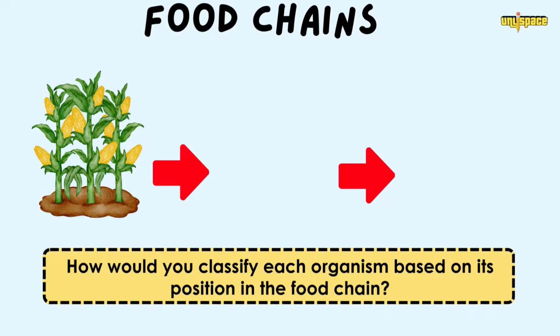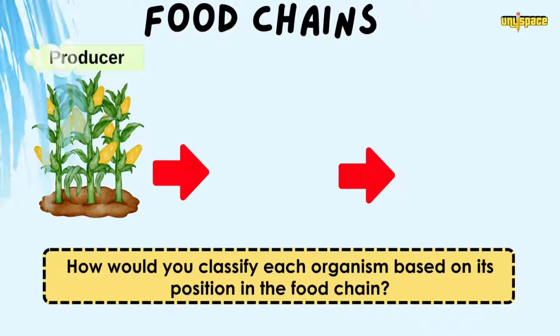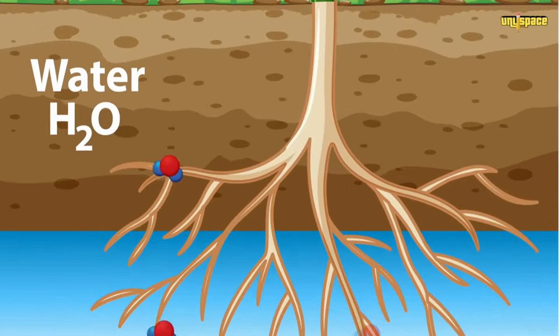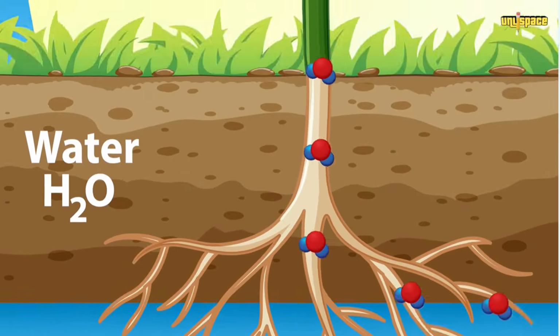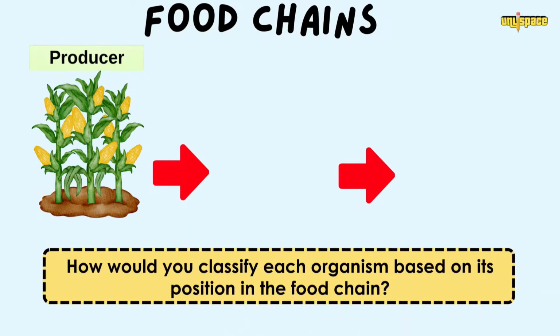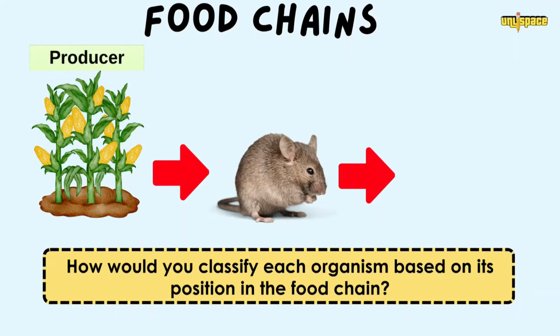First, we have the corn. Corn is a producer. Why? Because it makes its own food using sunlight, air, and water through the process called photosynthesis. Next, we have the rat. The rat is a primary consumer because it eats the corn. Animals that eat plants are called herbivores.